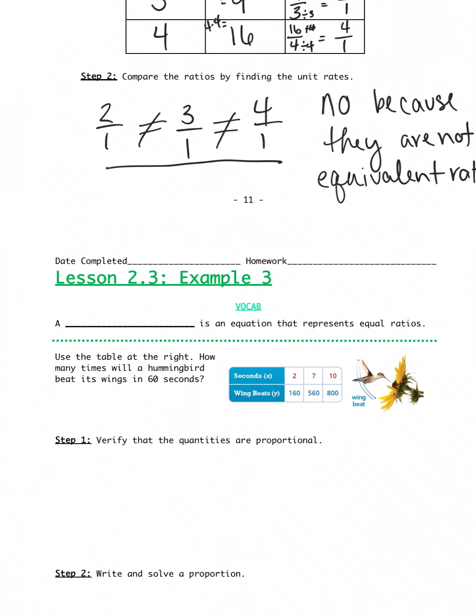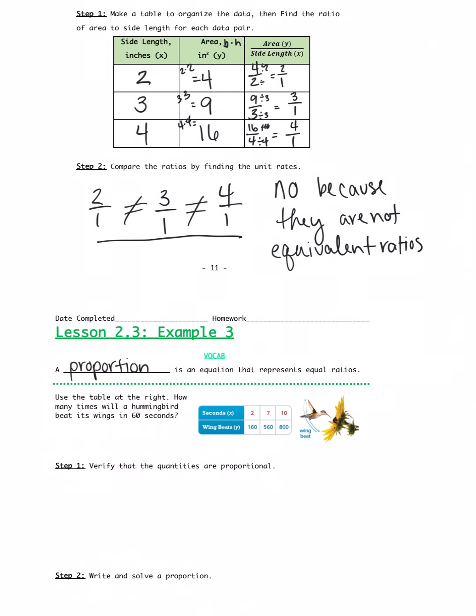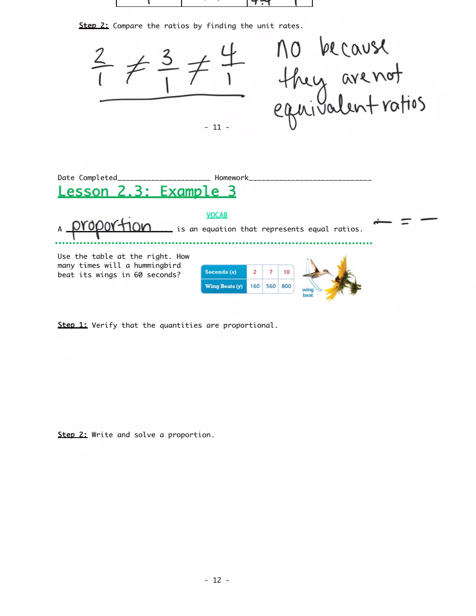So a blank is an equation that represents equal ratios. So a proportion is an equation that represents equal ratios. And we will talk more about that. This is something we know. A proportion is just something related to something else. We would look at it like this, and we've been doing it this whole time. Something equals something else. And those are those equivalent ratios. They have a proportional relationship. So we will talk more about that tomorrow when we do our warm-up, when we go over our example.